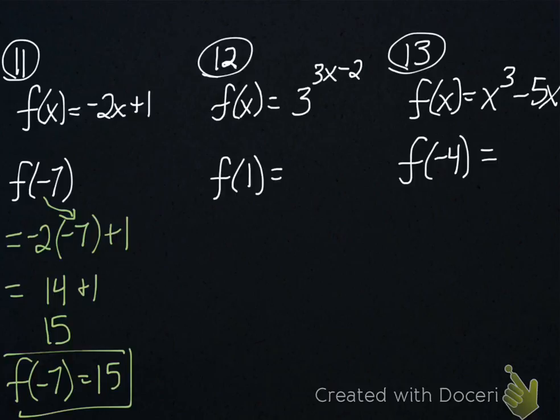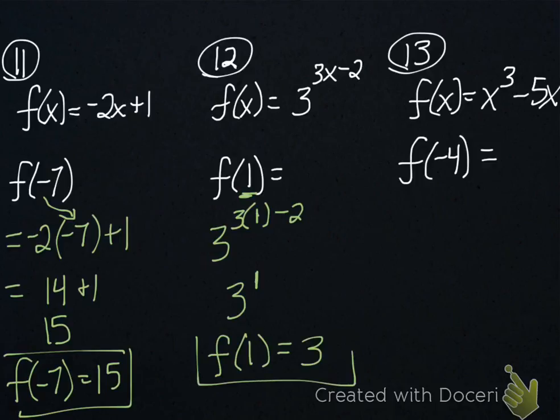Number 12. What are we plugging in for number 12? We're plugging in a positive 1. So I take my function 3. Well, this is an exponent. Well, it doesn't matter. We still can plug in the positive 1. So now let's simplify. That's 3 to what power? 3 times 1 is 3. 3 minus 2 is 1. 3 to the first power. Well, the first power is just that number. So the answer would be 3.